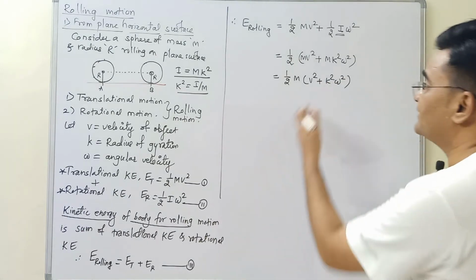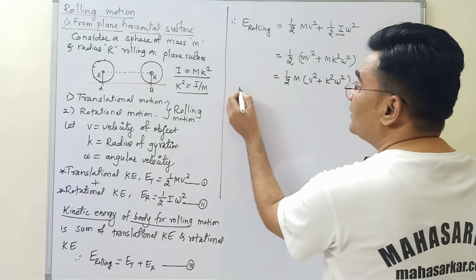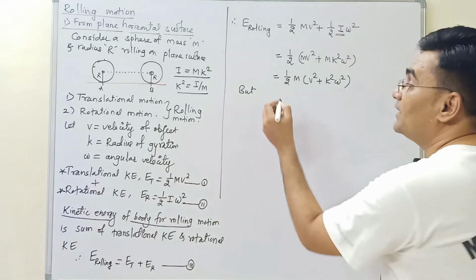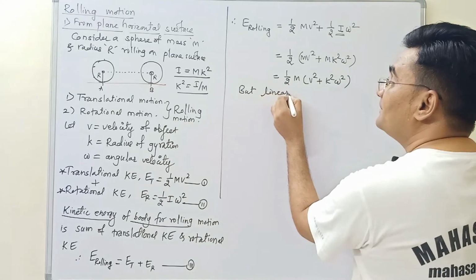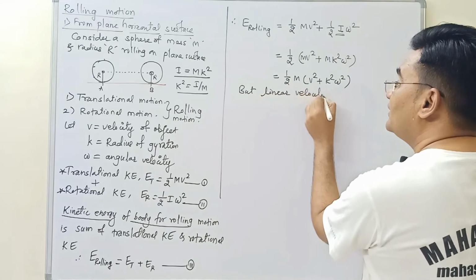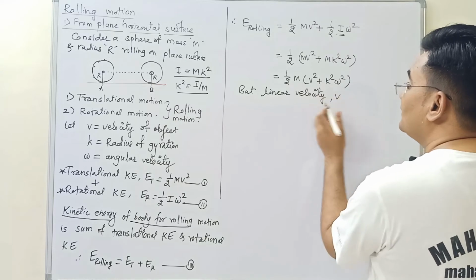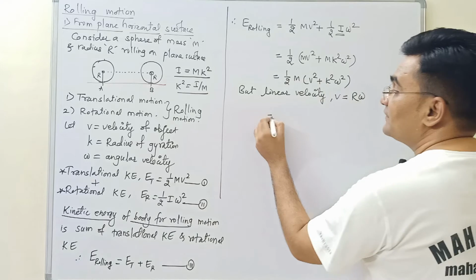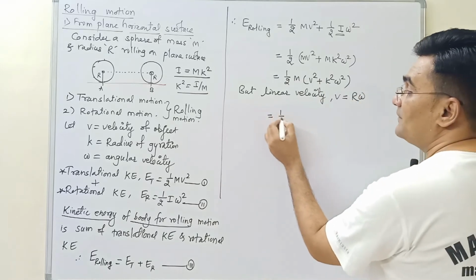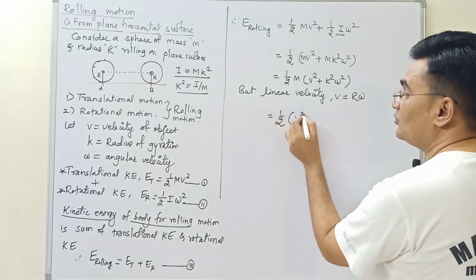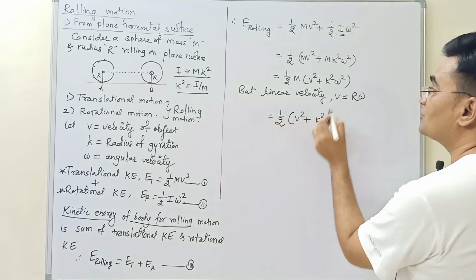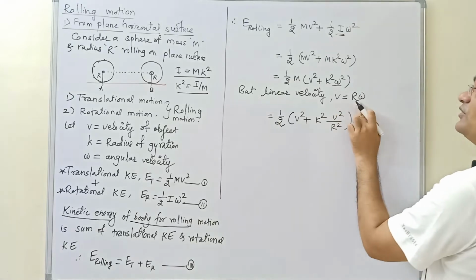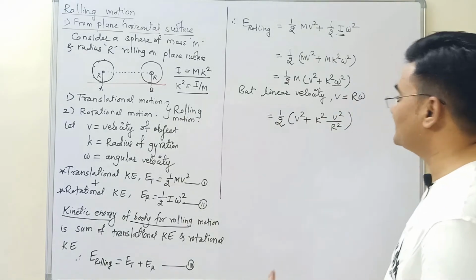I hope this is again very simple. If you remember the relation between linear velocity and angular velocity, linear velocity v is equal to r omega. Let's substitute the value here. It will be equal to half v square plus k square, and the value of omega square will be v square upon r square. Instead of putting the value of v, put the value of omega. Anyhow, it remains the same.